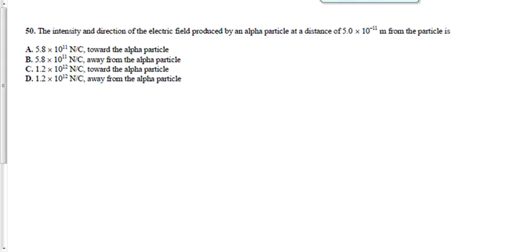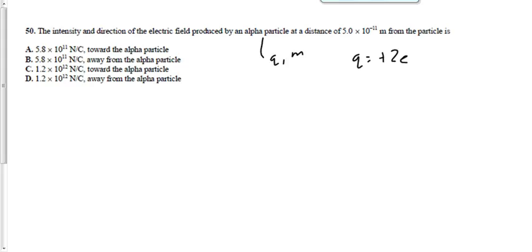All right, number 50. The intensity and direction of an electric field produced by an alpha particle, a distance of 5.0 times 10 to the negative 11 meters from the particle, is what? Well, we have to know what the charge and the mass of the alpha particle are, or at least the charge of the alpha particle. It's on our data sheet. On our data sheet, it says the charge is plus 2e.